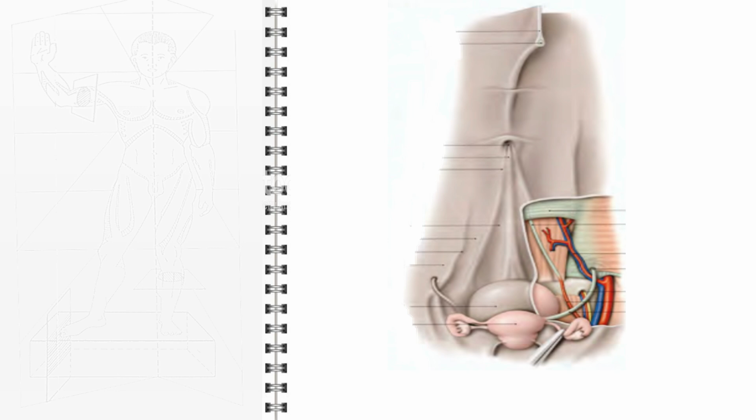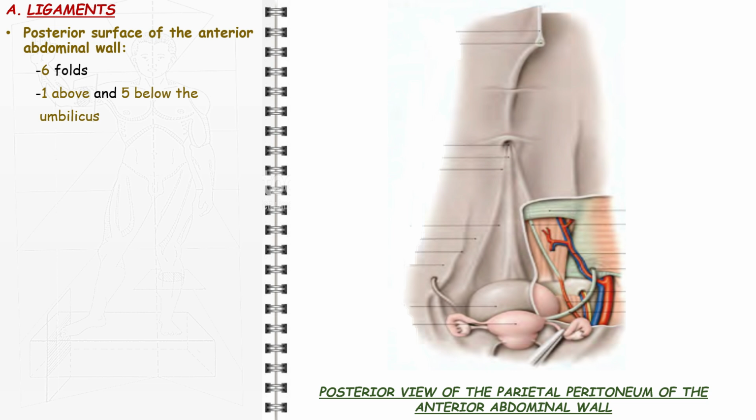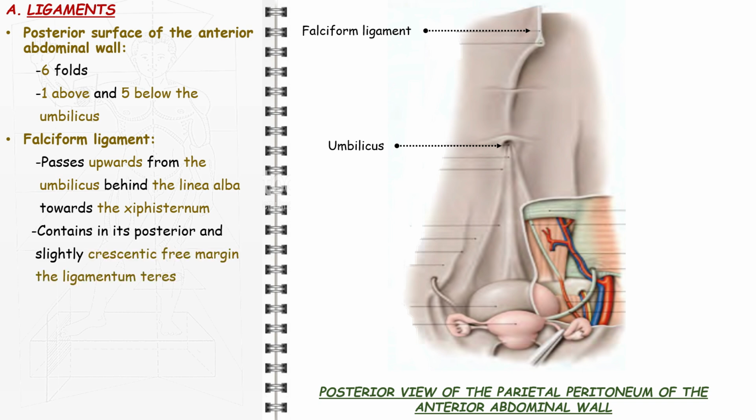Beginning with the ligaments, on the posterior surface of the anterior abdominal wall the peritoneum is raised into 6 folds, 1 above and 5 below the umbilicus. Passing upwards from the umbilicus behind the linea alba towards the xiphisternum is the falciform ligament. It contains in its posterior and slightly crescentic free margin the ligamentum teres, the obliterated remains of the left umbilical vein, which enters the fissure of that name on the visceral surface of the liver.